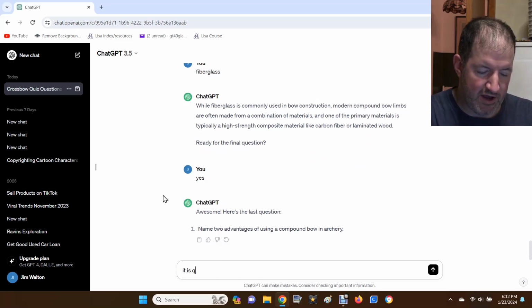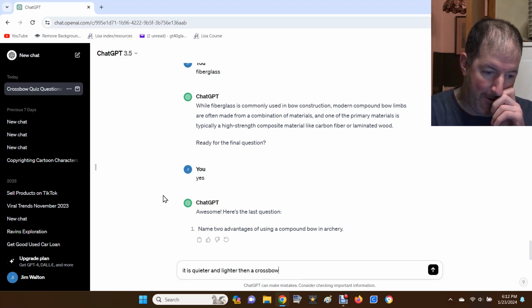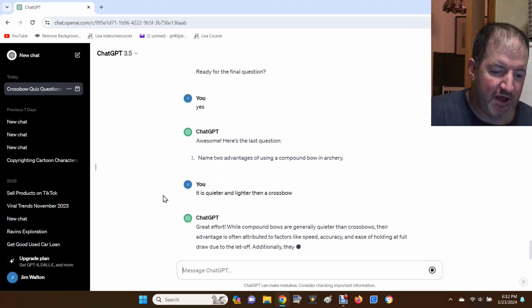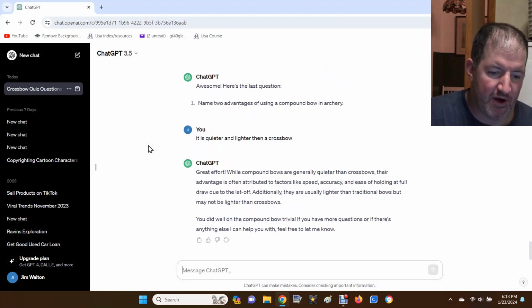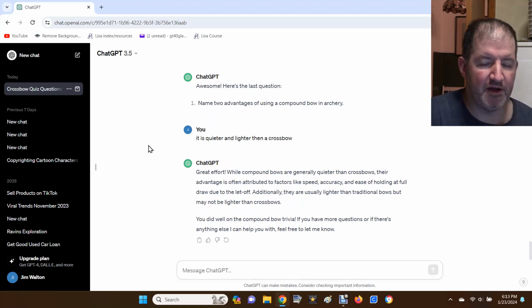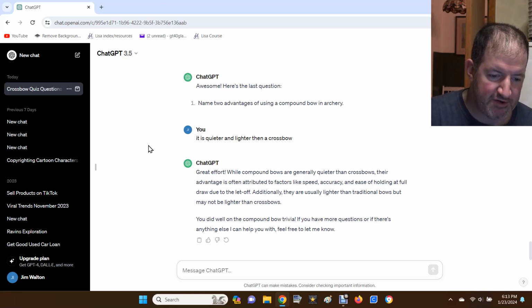It is quieter and lighter than a crossbow. Great effort. While compound bows are generally quieter than crossbows, their advantage is often attributed to two factors like speed, accuracy, and ease of holding it full draw due to the let-off. Okay, so I was comparing to crossbows. They're comparing to things like longbows. Additionally, they are usually lighter than traditional bows, but may not be lighter than crossbows.